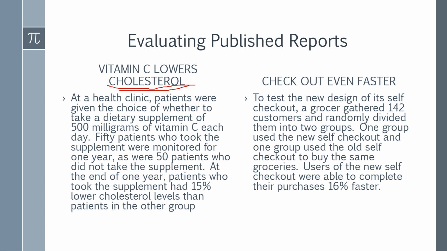Now, the checkout. We go through this. I'll talk to you guys about how I mispronounce Rouse's a lot. To test the new design of its self-checkout, a grocer gathered 142 customers and randomly divided them into two groups. One group used the new self-checkout and one group used the old self-checkout to buy some groceries. Users of the new self-checkout were able to complete their purchases 16% faster.